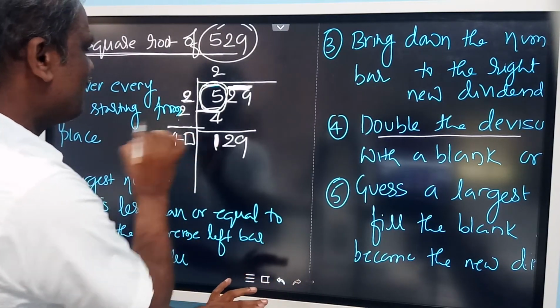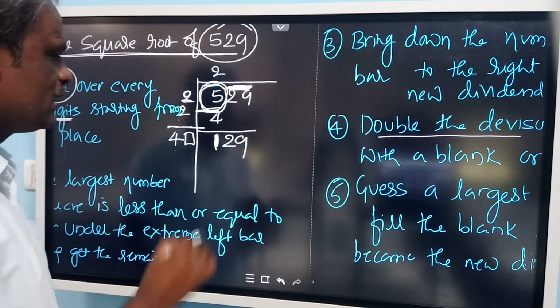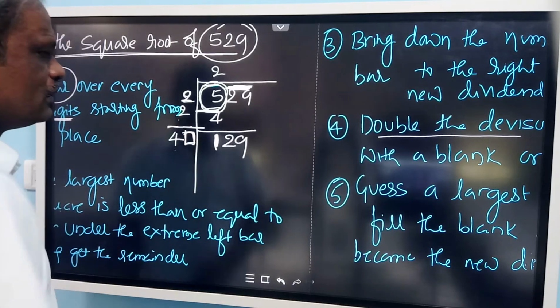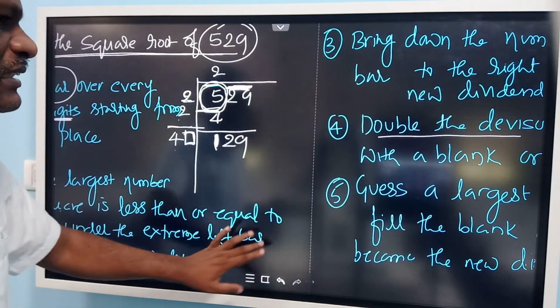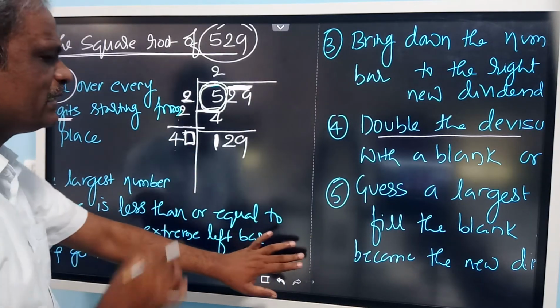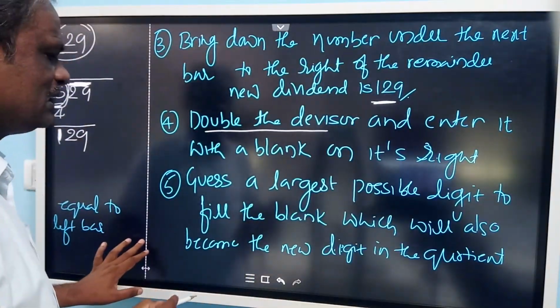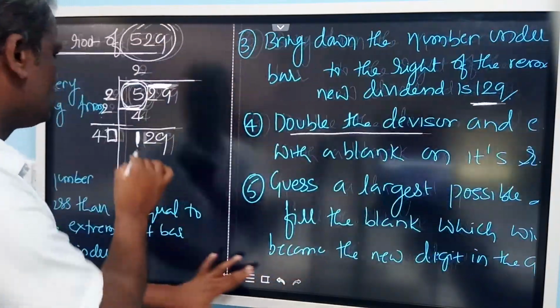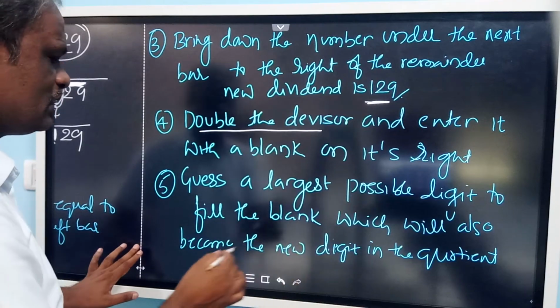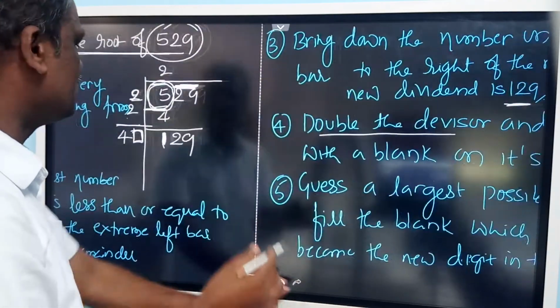Here there will be one blank place. You have to keep one blank place here. Now you have to guess the largest number, the largest possible digit, to fill the blank. This blank will also become the new digit of the quotient.